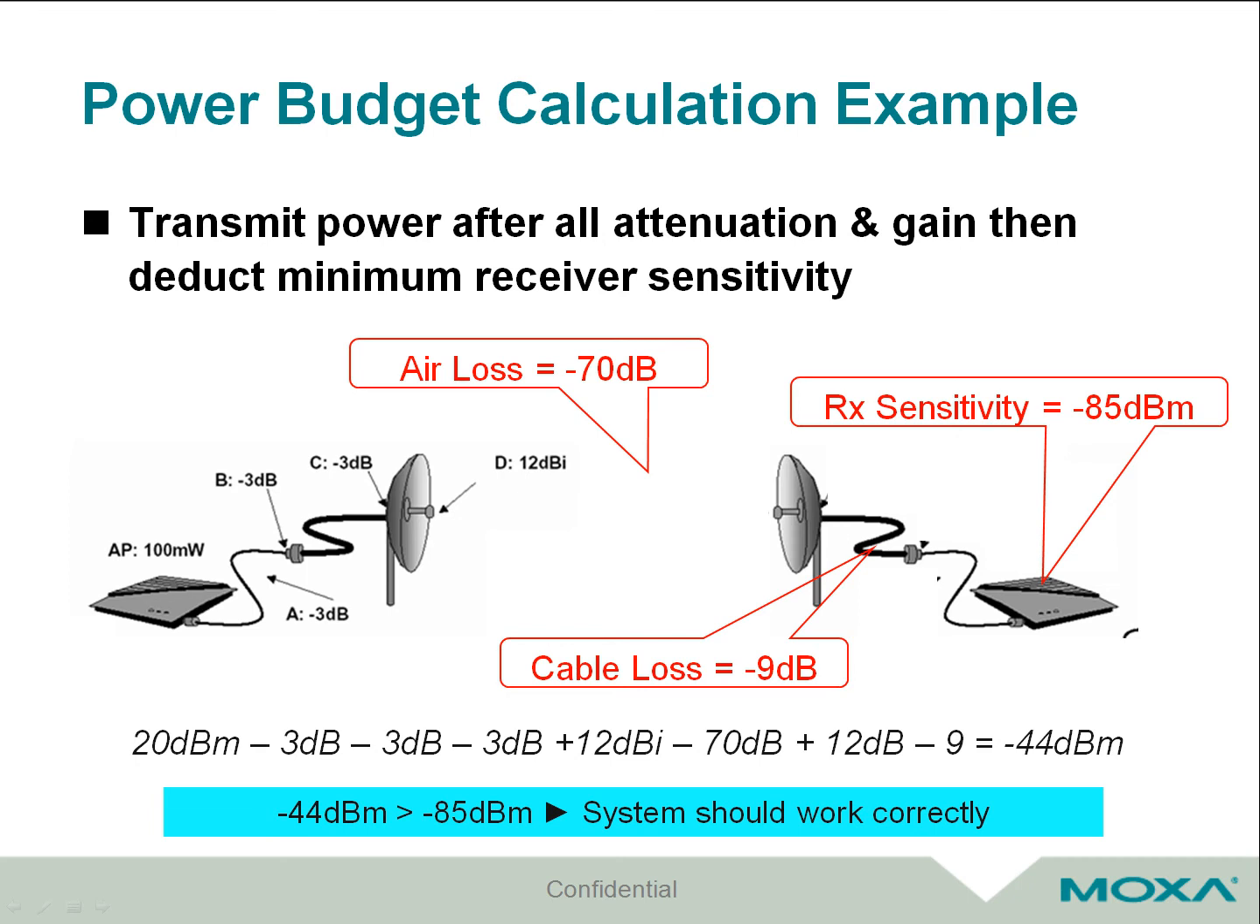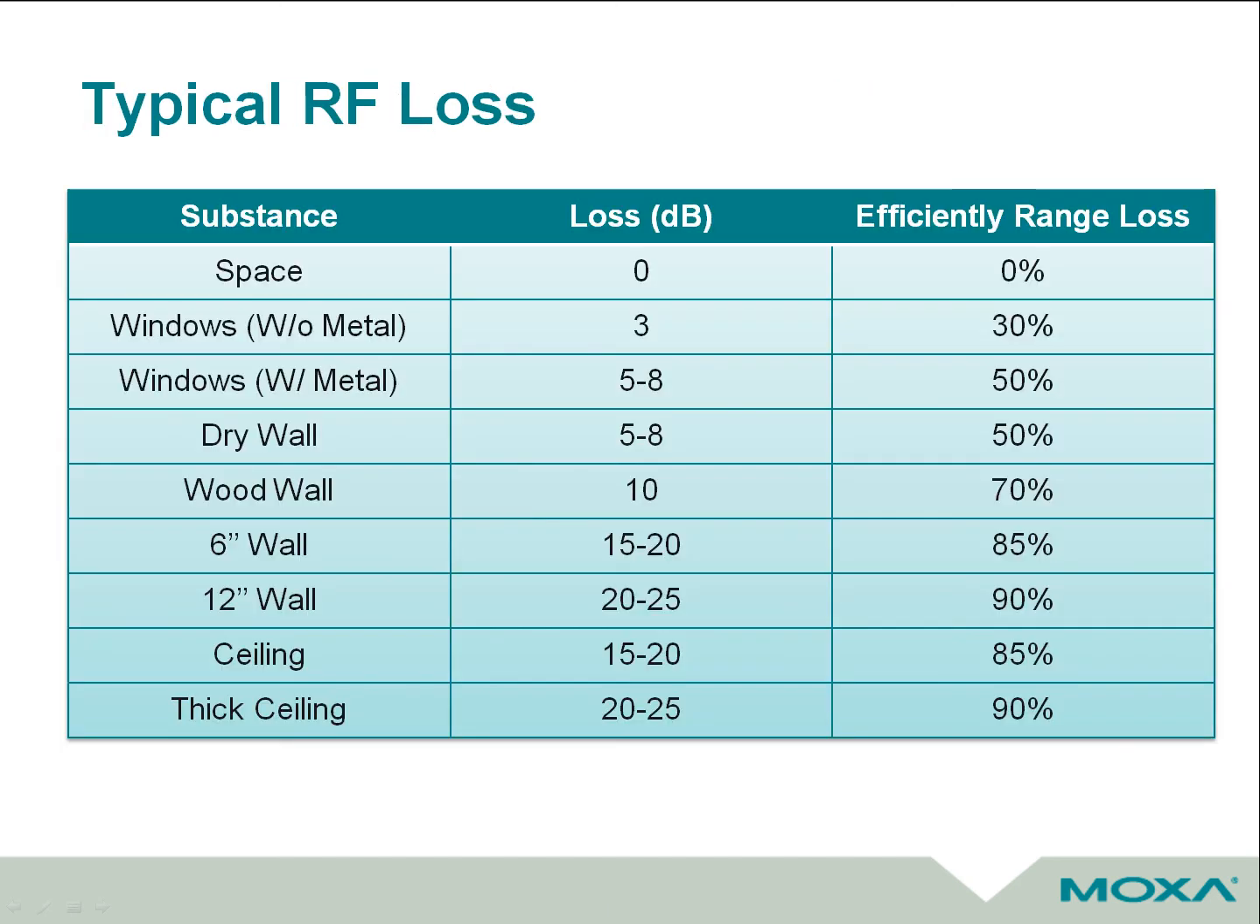According to technical specs, our receiver's sensitivity is -85 dBm. Since -44 is much higher than -85, we assume that our wireless communication should work correctly.